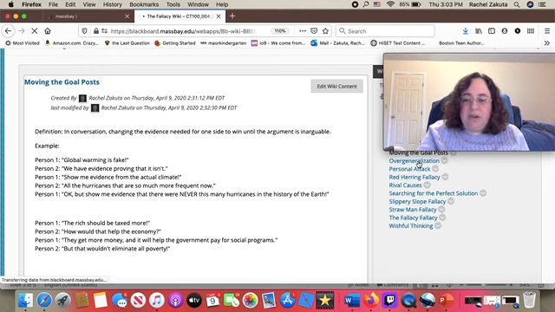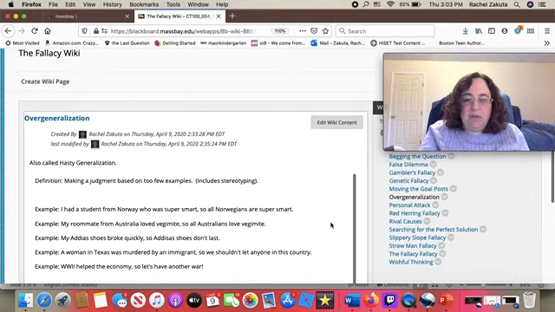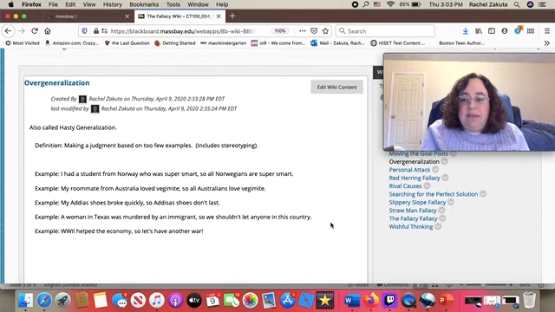Now you might know this word, and it means exactly what you would think it would mean. Overgeneralization, also sometimes called hasty generalization, hasty means too fast, is making a judgment based on too few examples, and included in this is stereotyping, okay? So when it's about people, we often call it stereotyping, but hasty generalization or overgeneralization can also be about things, and we don't tend to call it stereotyping when you're talking about shoes. So here's some examples. I had a student from Norway who was super smart, so all Norwegians are super smart.